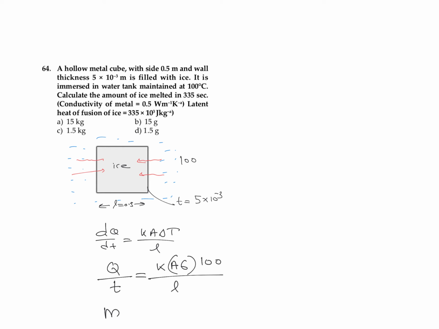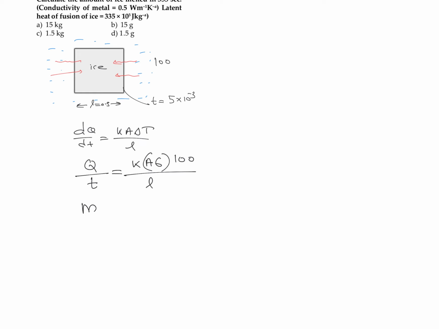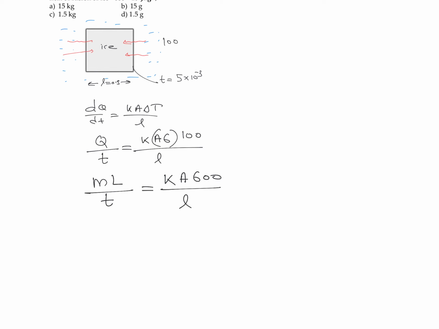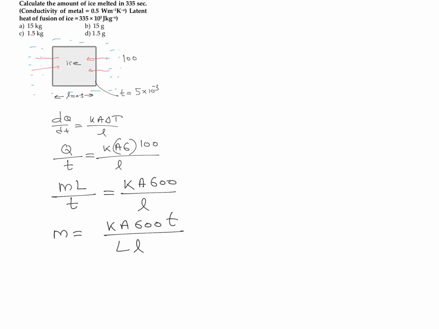So if you are supplying Q amount of heat energy, by which m amount of ice is converted into water, the value of Q we can take as m into L, latent heat of fusion, divided by time is equal to thermal conductivity, area of one face, into 600 divided by thickness L. So to find the value of m, we can write K A into 600 into time divided by latent heat and the thickness L.